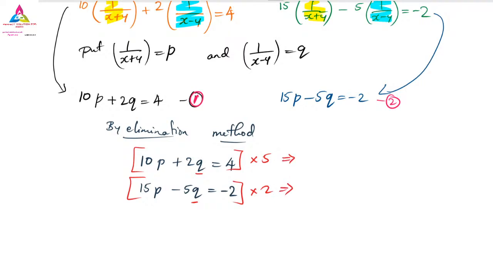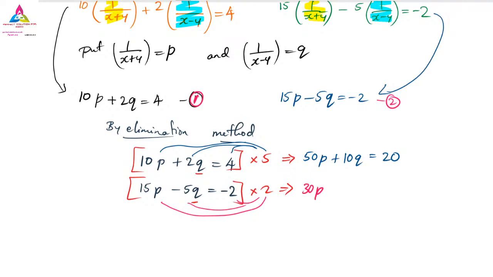Very good, Nagashri. Here 5 has to multiply the whole equation. 5 into 10 is 50p plus 5 into 2 is 10q, equals 5 into 4 is 20. That is the first step. In the second, I multiply the whole equation by 2. 2 into 15 is 30p, minus 2 fives are 10, so 10q, and lastly minus 4. So this is the next step we have got.